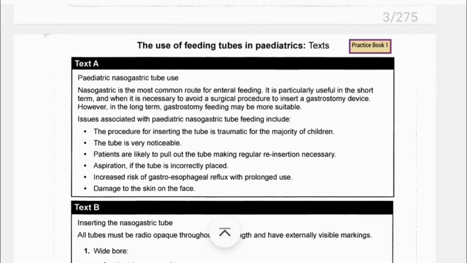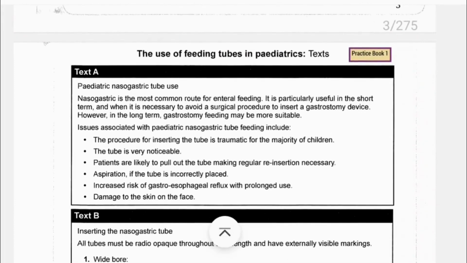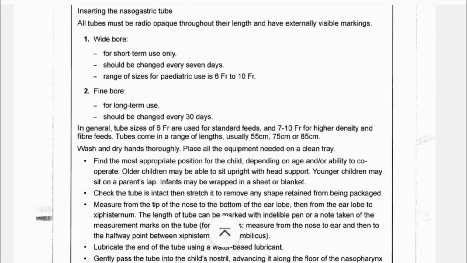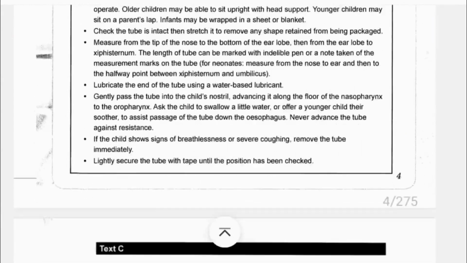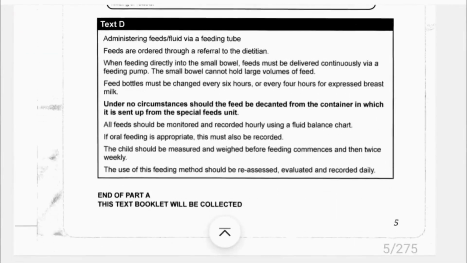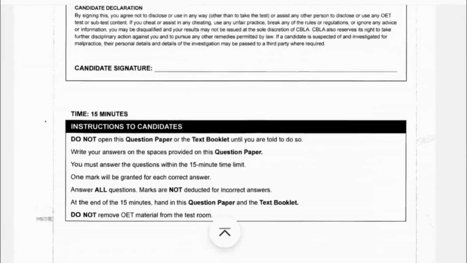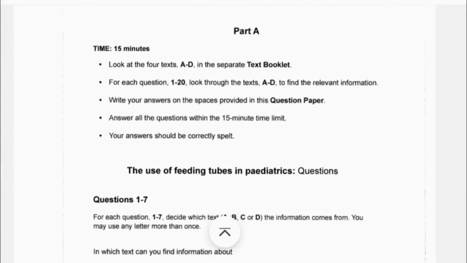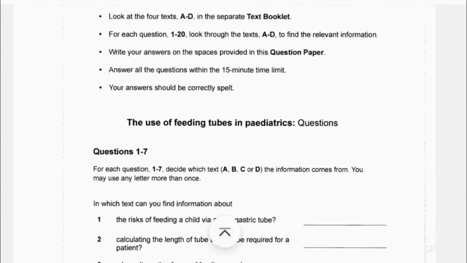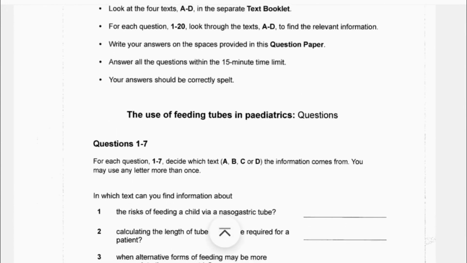As you can see, here is a test about use of feeding tubes in pediatrics. Here is text A, then text B, here is text C, and here is text D. Now coming to the questions, you will have 15 minutes. You have to look at the 4 texts A to D, and then you have to answer these 20 questions.